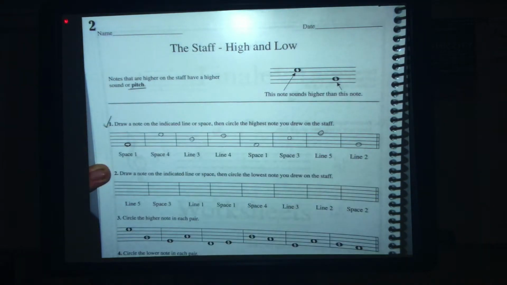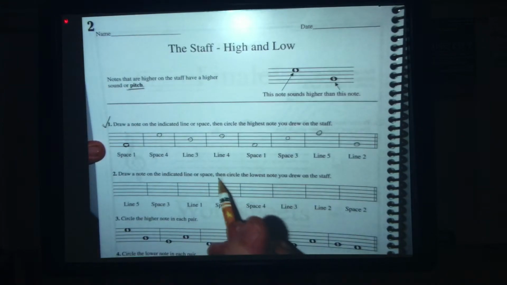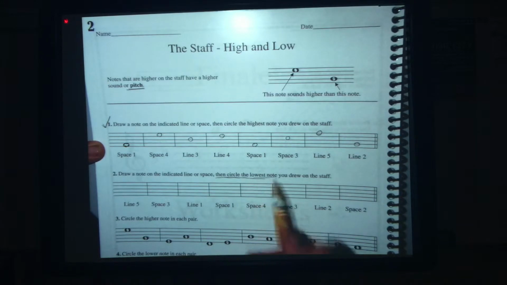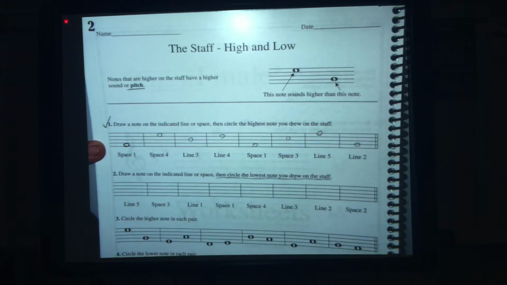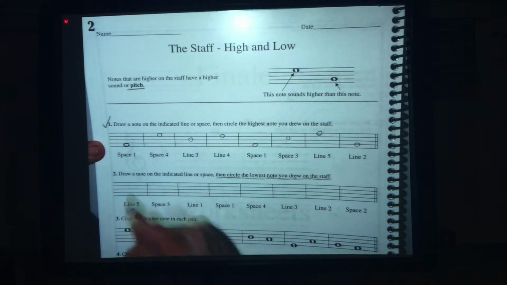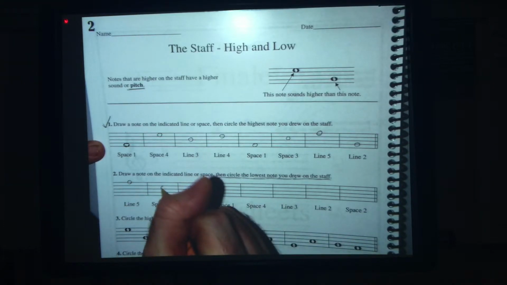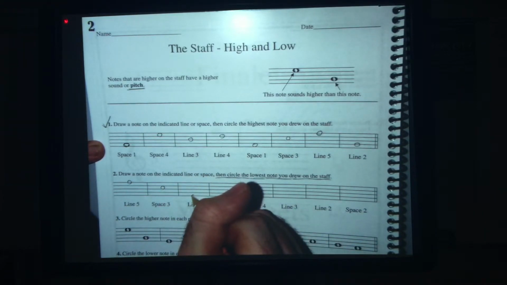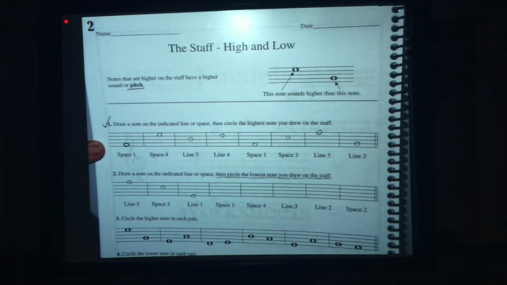Piece of cake. Number 2, draw a note on the indicated line or space. Then, I'm going to underline this because this is the more important part of your directions here. Then, circle the lowest note you drew on the staff. And I will give you half of the first part and you can do the rest on your own. Line 5, and at this point, I'm faster at doing this. Space 3, line 1. And you will do the rest of these on your own, and then you will figure out what is the lowest note you drew on the staff.